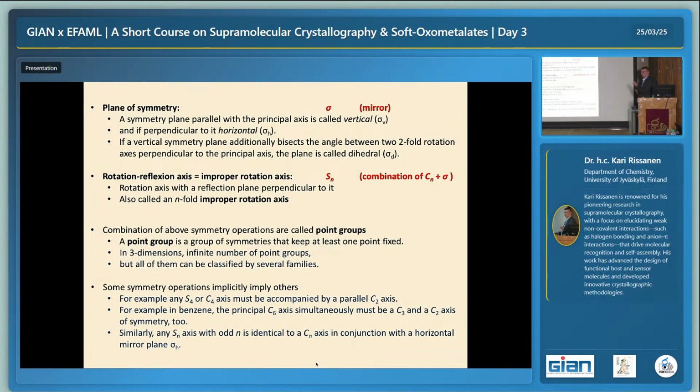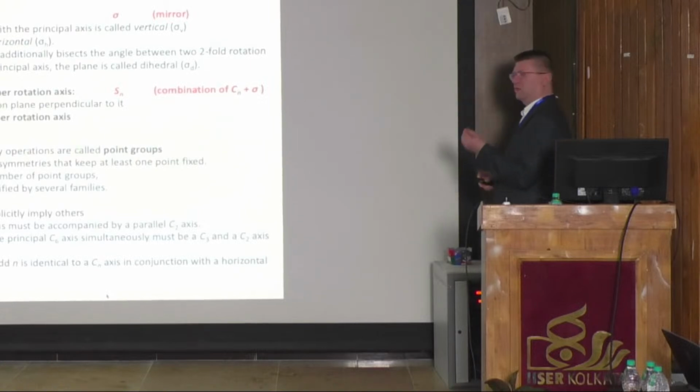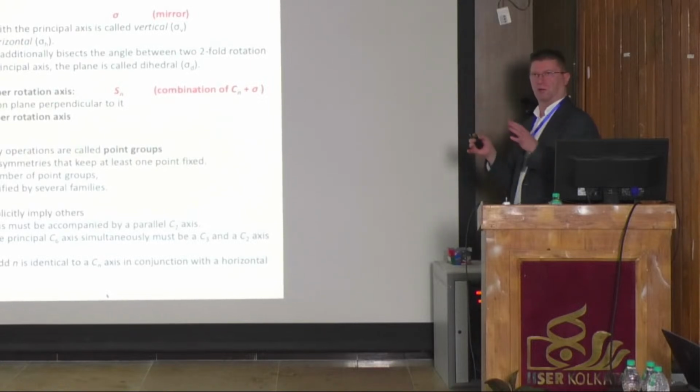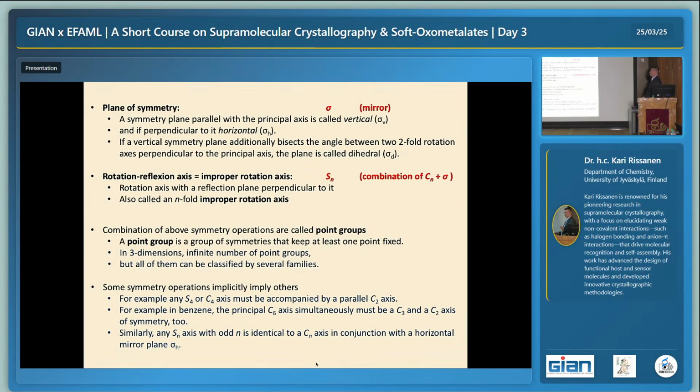Of course, we have to have a reference point, and from that we reflect these symmetry operations. And that, of course, cannot move, because otherwise it will be blurred. That's the idea. And then in 3 dimensions, an infinite number of point groups exists. In theory you can do this, but they can all be classified into several families.